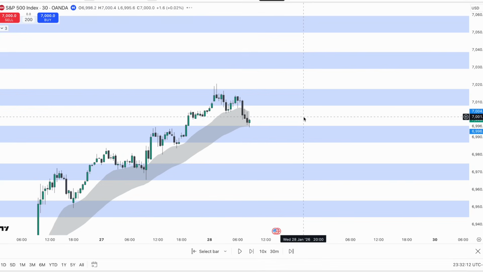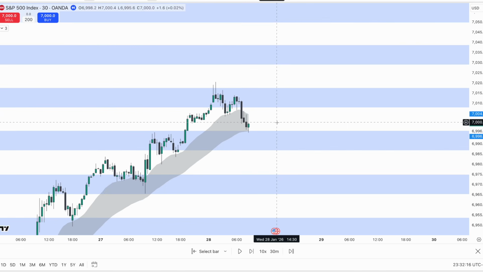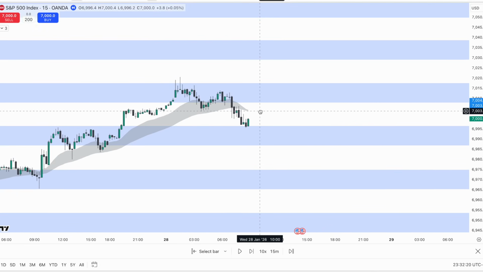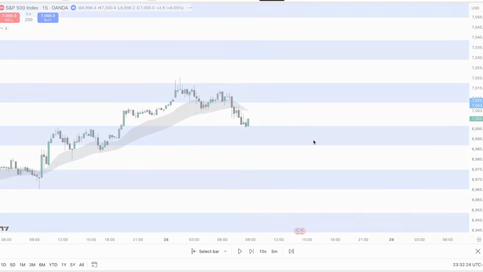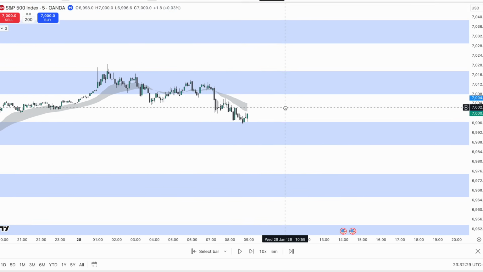So let's drop down to the 30 to see what that looks like. And we see that the 30 is flattening as well. Let's drop down to the 15 now and see if it's similar. And the 15 is also similar to the 30 because it's flat as well. And finally, let's drop down to the 5 minute. Now the 5 minute here is also flat, but maybe starting to get a little bearish.